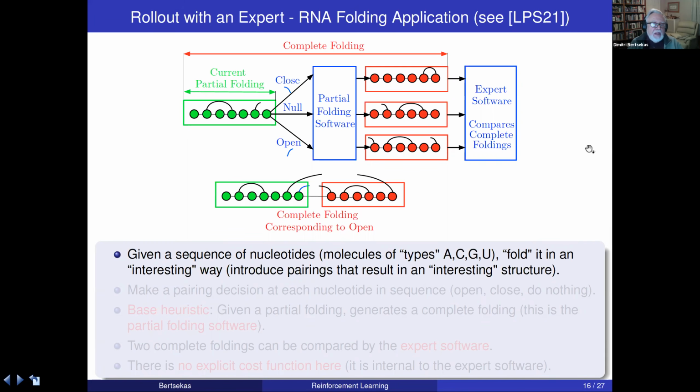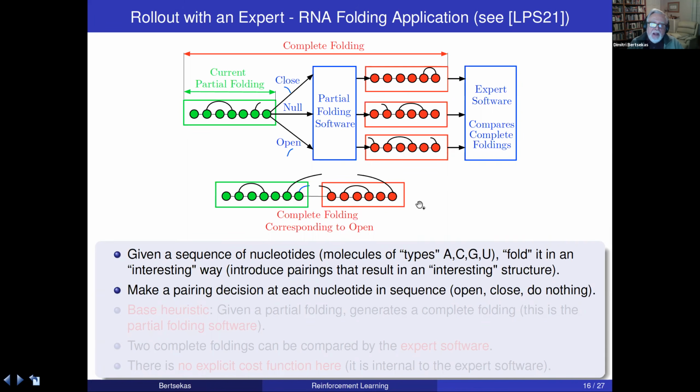Okay, so let me explain this figure here. A complete sequence is what you see here, and these arrows that you see here indicate pairings. So this letter is paired with that letter. It has to be AU or GC for this to be legitimate. This one is paired with that, this one is paired with that, and so on. This is called a folding. After you specify the pairings, you have a folding.